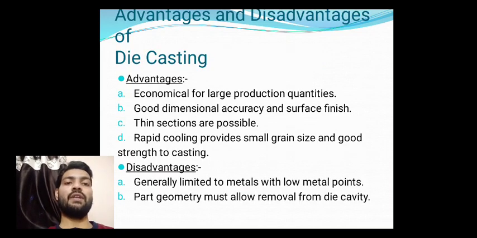Advantages and disadvantages of die casting. Advantages: economical for large production quantities, good dimensional accuracy and surface finish, thin sections are possible, and rapid cooling provides small grain size and good strength of casting. Disadvantages: generally limited to metals with low melting points, and part geometry must allow removal from the die cavity.